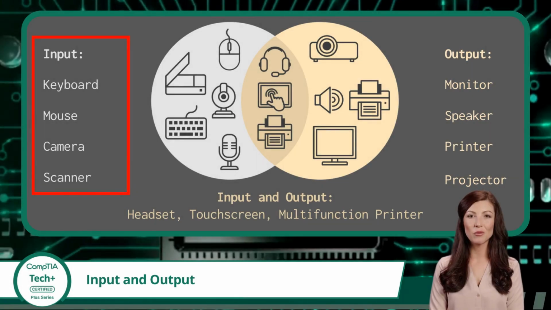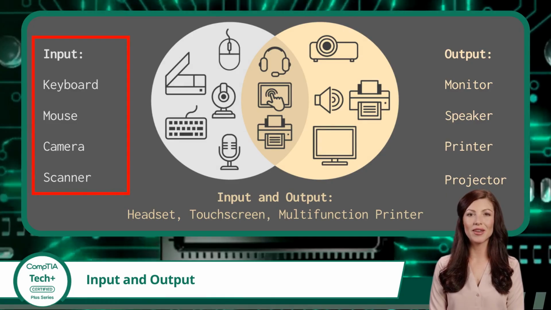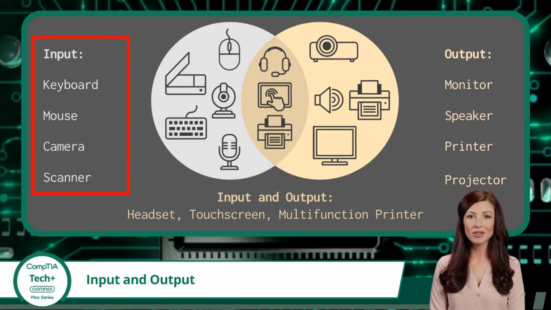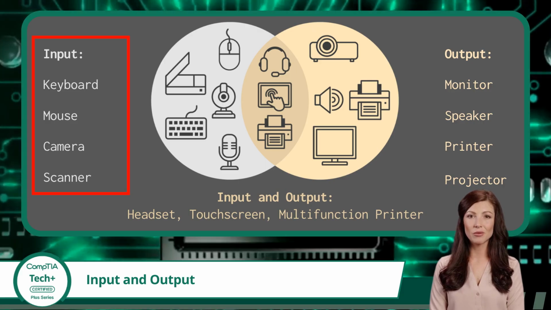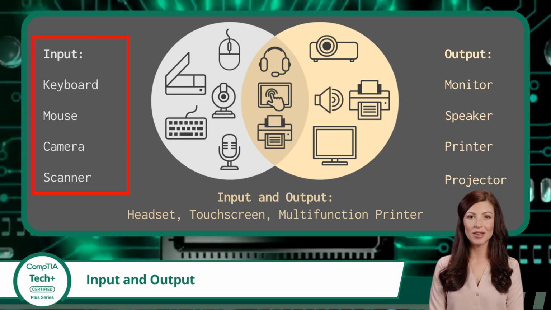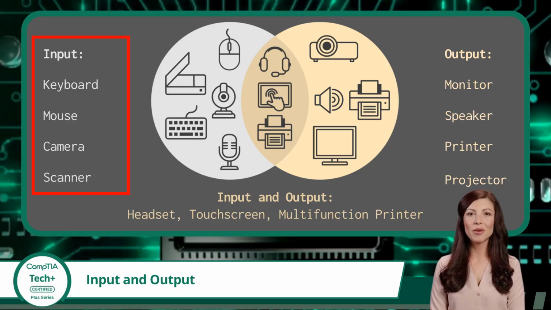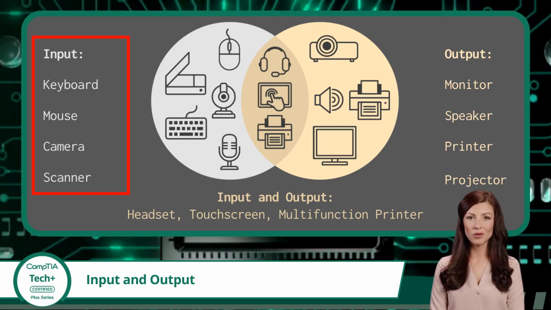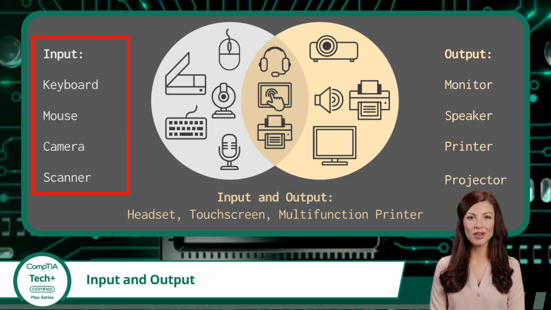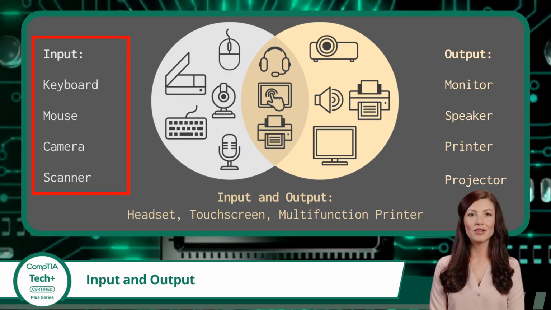In other words, when you're giving instructions or data to the system, whether by typing, clicking, speaking, or scanning, you're using an input device. Some of the most common input devices include a keyboard, which lets you enter text and commands, a mouse, which captures movement and clicks, a camera, which inputs visual data, and a scanner, which inputs printed documents and images. Each of these devices feeds data into the computer so that it can be processed, stored, or acted upon.